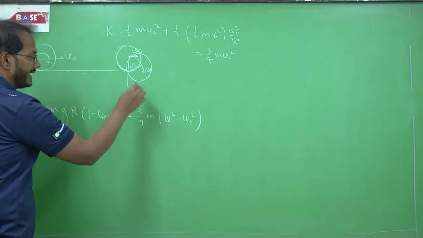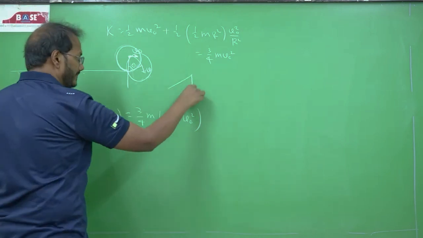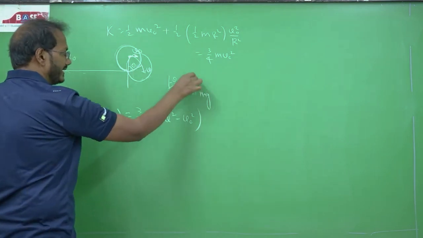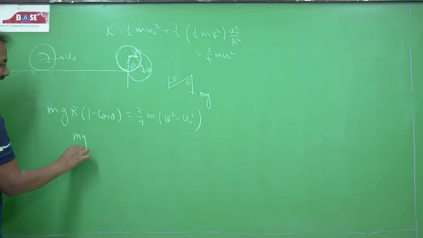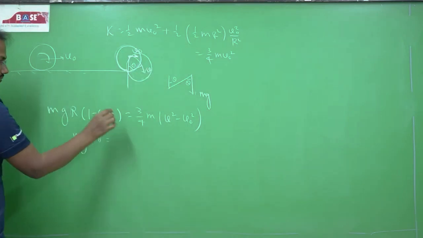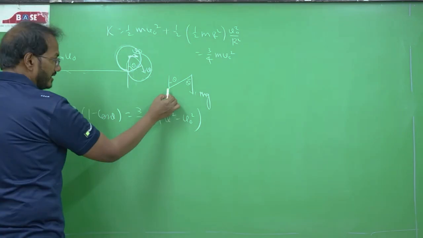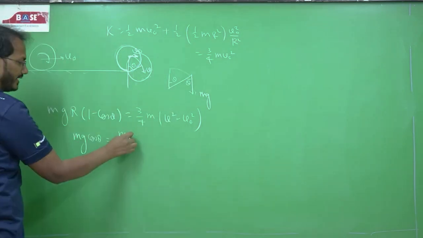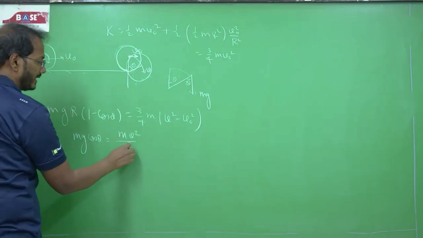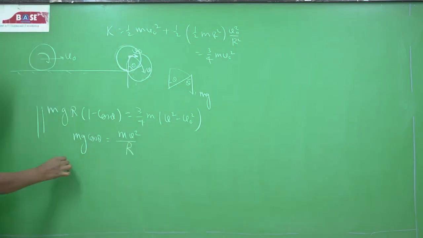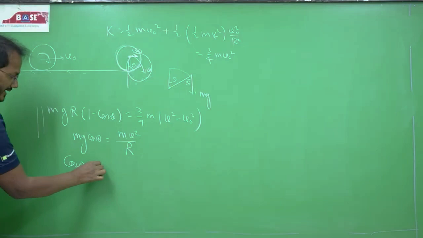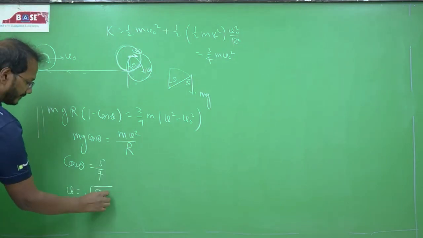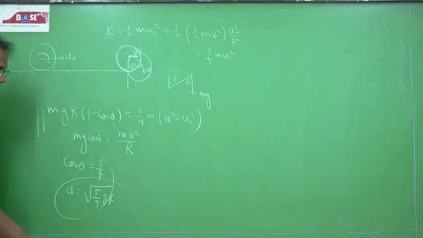At this point, contact breaks, so N becomes 0. Here mg, this angle is theta, so mg cos theta at this instant provides the centripetal force, because up to this instant the center of mass is moving on a circle. mg cos theta is equal to m v square by r. After solving these two equations, you get cos theta is 5 by 7 and v is equal to root of 5 by 7 gr. So it is the answer.